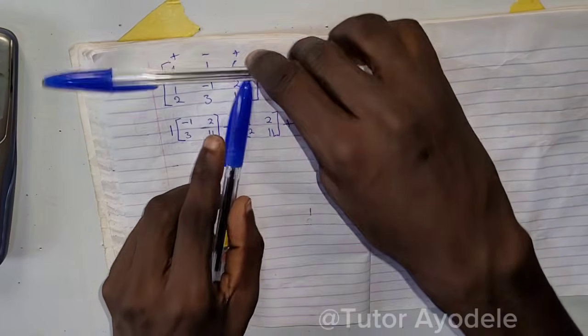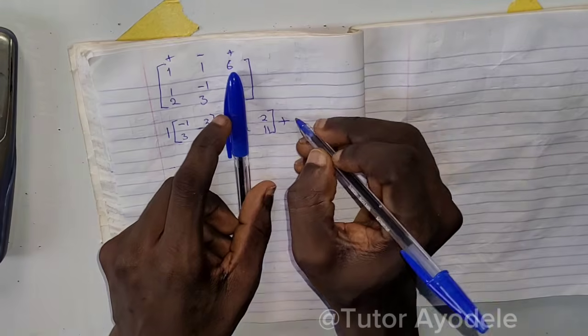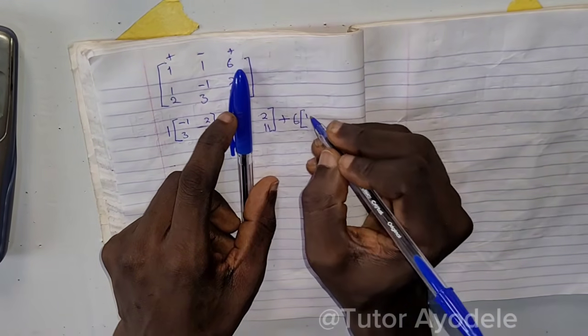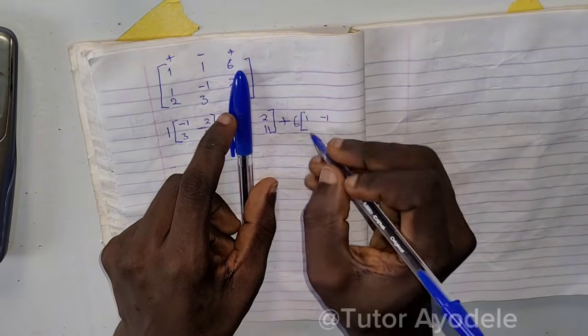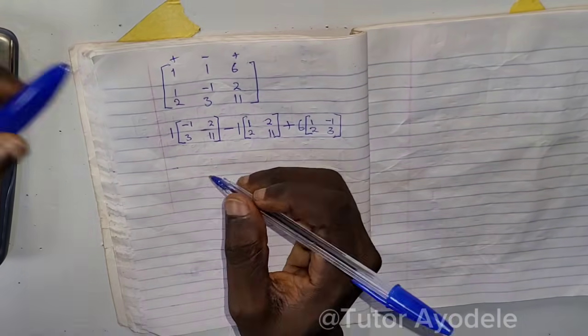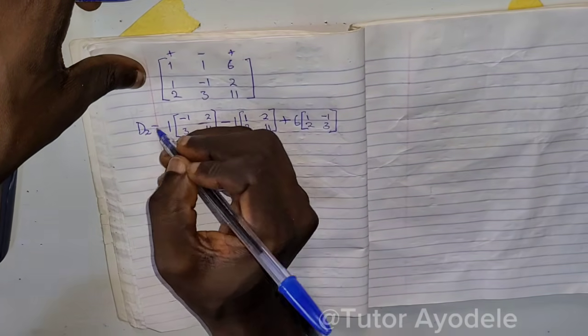Plus, they meet at 6 for the third time now. When they meet at 6, we are left with this. So let's write it out. 6, we are left with 1, minus 1, minus 1, 2, and 3. So we have the determinant of z now.